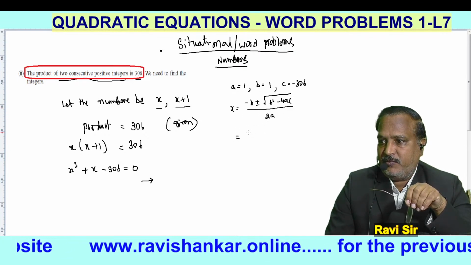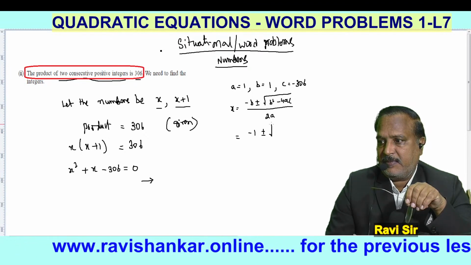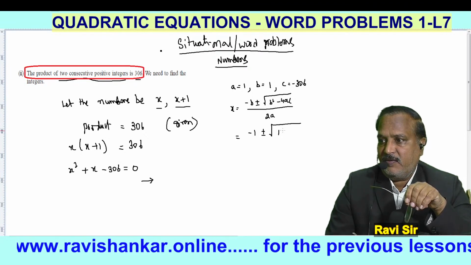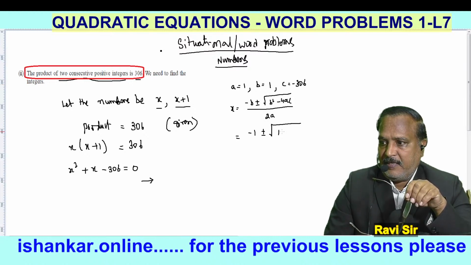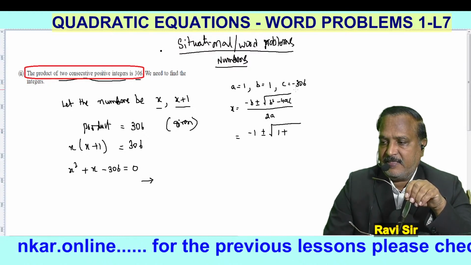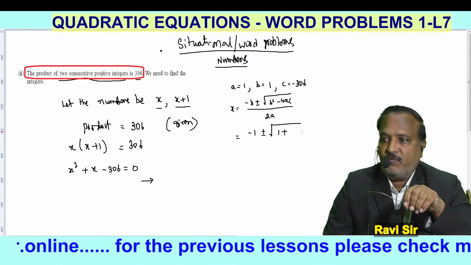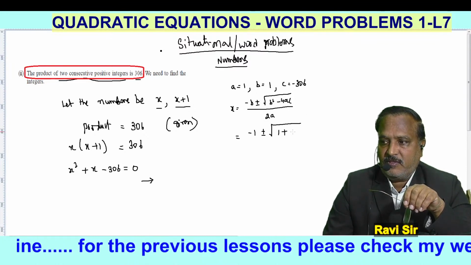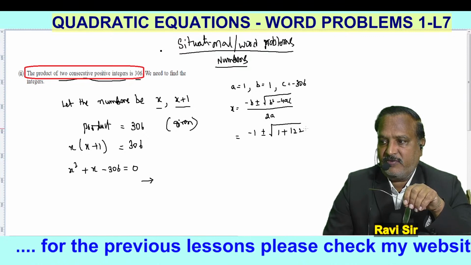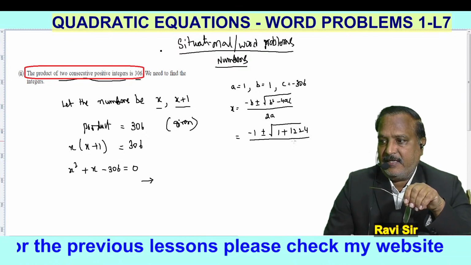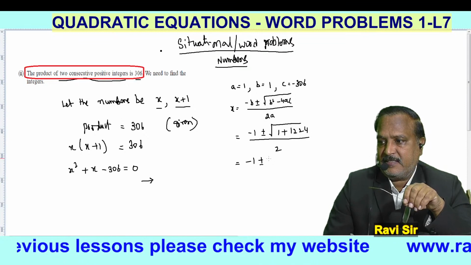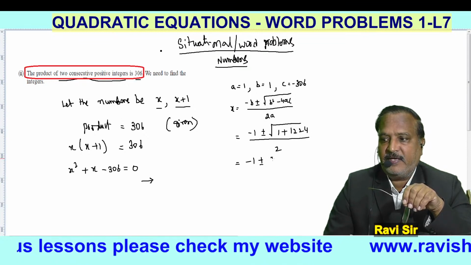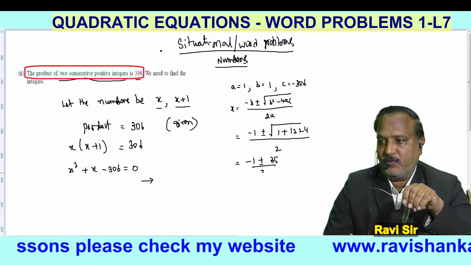Then if I put minus 1 plus or minus root of b square, which is 1, minus 4ac, which is 4 into 1 into c. My minus will become plus, because c has a minus symbol. 4 sixes are 24, 4 threes are 12, so 1224, plus 1 is 1225, by 2. So minus 1 plus or minus root of 1225, the root of 1225 is 35, by 2.